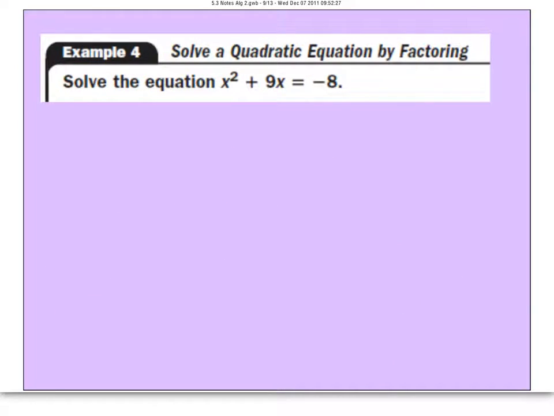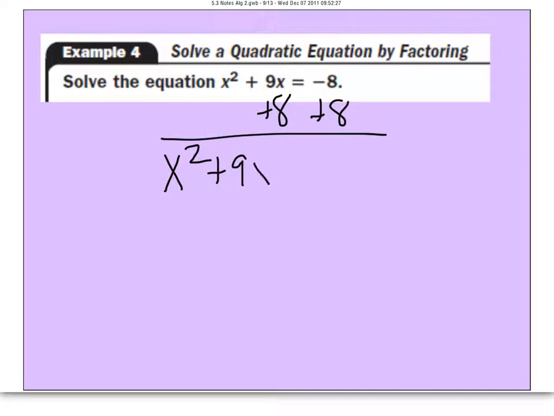Okay, let's look at this one. Again, they want us to factor and solve. Now, before we factor, we do need a trinomial. So I have to get all three pieces together, just get everything on one side. To move a negative 8, I'm going to add 8 to both sides, and I'm going to write it in standard format. So x squared plus 9x plus 8 equals 0. Now I'm ready to factor.